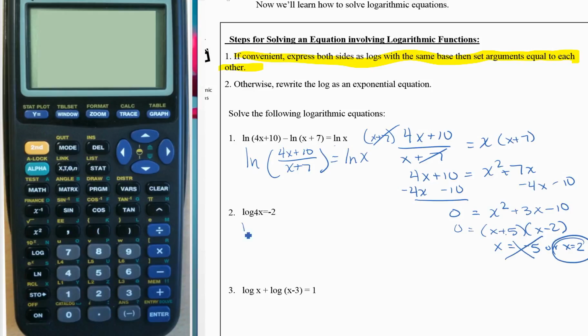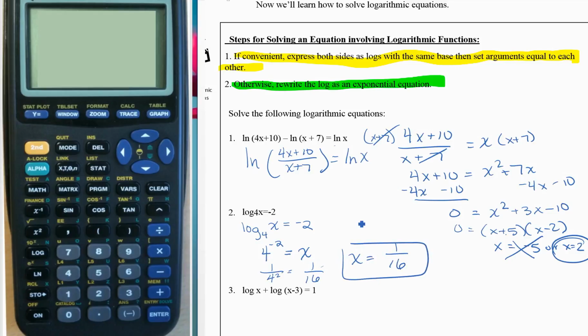Okay, now this next one should be written as log base 4 of x equals negative 2. And here we don't have a log on both sides, so we need to use the second method. It says otherwise rewrite the log as an exponential equation. And that's why we did so much practice going between logarithmic equations and exponential equations. So we're going to rewrite this as 4 raised to negative 2 equals x. Now you can see x is just equal to 4 raised to the negative 2, which is 1 over 4 squared, or 1 over 16. So x is equal to 1 over 16.